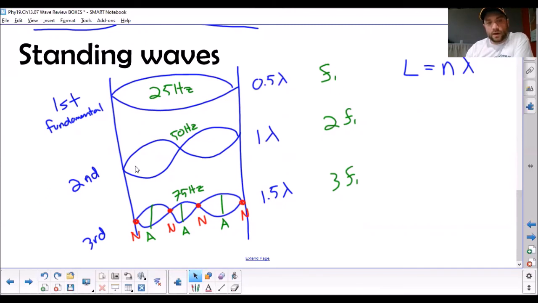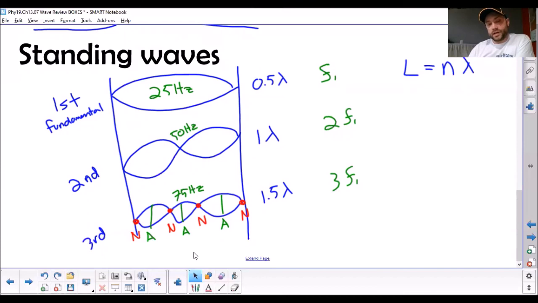The second harmonic is when there's two bubbles, and it's going to be double the frequency of the first one. And it's one full wave because we have one crest and one trough. Third harmonic, continuing that pattern, it's 3 times the original frequency, and the wavelength is 1.5 because there'd be one full wave and then a half a wave.